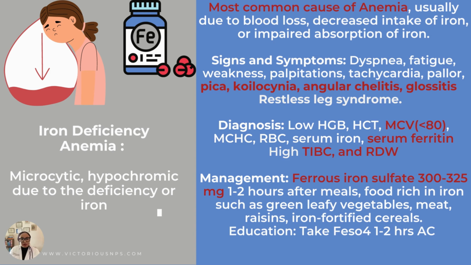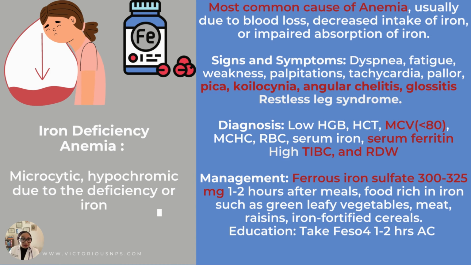In terms of your lab levels, you're going to see a low hemoglobin, low hematocrit, low red blood cells, which makes it anemia. Then your MCV will be less than 80, which makes it microcytic. Your MCHC will be low, so it is hypochromic. Then you're going to get a low serum ferritin.